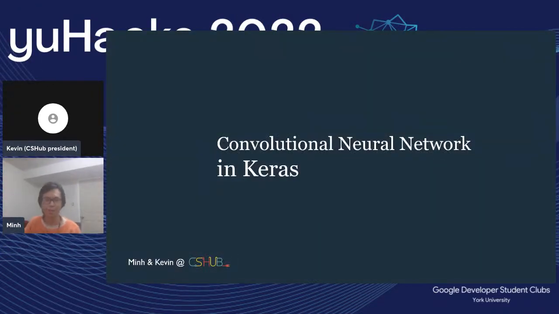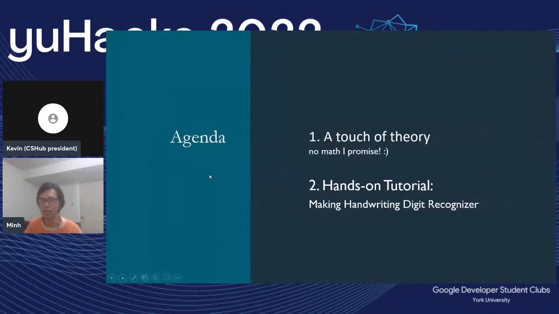Okay, hi everyone. Good afternoon. So today we are talking about convolutional neural networks in Keras. Just a quick look at our agenda. First, we are going to talk about a little bit of theory, because machine learning is kind of theory heavy, and the code is actually very short. The second part will be the main part of the workshop, which is coding and actually making a machine learning model. Our task today is making a handwritten digit recognizer.